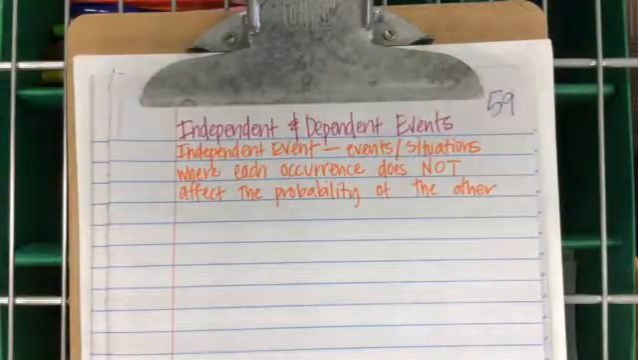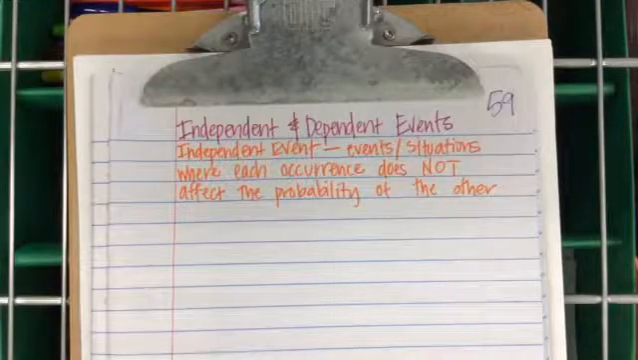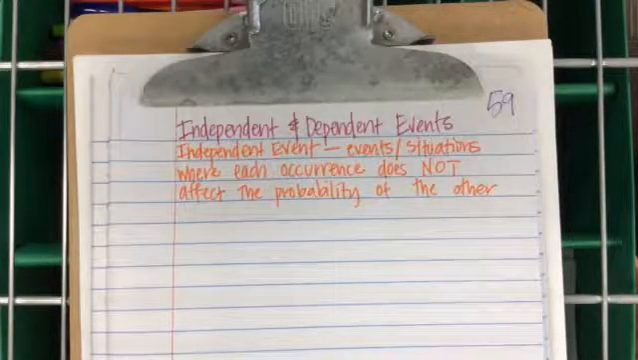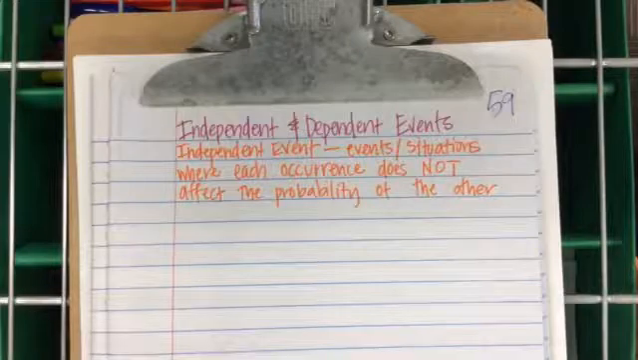Independent and dependent events. An independent event is an event or situation where each occurrence does not affect the probability of the other. So two things are happening at once, or back to back. Or three things are happening at once, back to back.